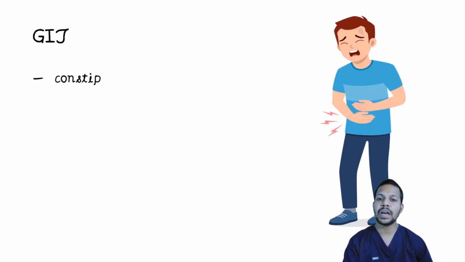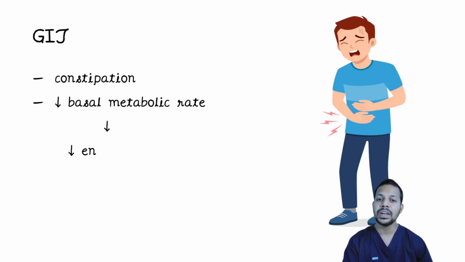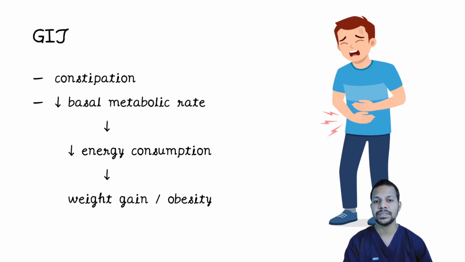Let's look at the manifestations of GIT. The patient will have constipation because the bowel motility is slowed down, and the patient will have decreased metabolic rate. Because of that, the patient will have reduced energy consumption and further weight gain and obesity. The point to be noted is that the appetite is also reduced in hypothyroidism. Despite having a low appetite, the weight gain is quite common.